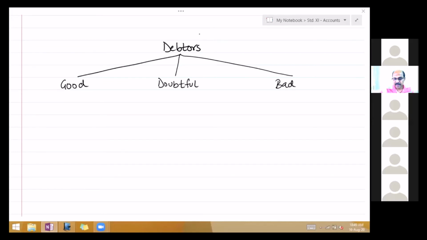And doubtful, there is a person who has a bad reputation. He says, I will pay, I will pay, I will pay, and he doesn't pay. So that person, you call him doubtful. Normally in business, there's a percentage. Suppose now I have 50 students for tuition. Each one is supposed to pay me 1,000 rupees, and there are 50 such students. So total debtors 50,000. Okay.